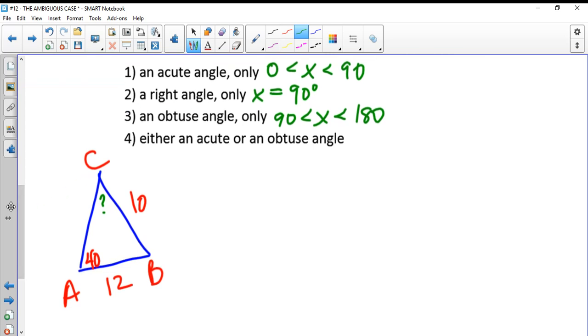But as far as which ones work, given this information, I'm going to take a look and see what I can find. I have angle A and little a opposite each other. I have this side, so that means I can find this angle. I can only find angle B after I find angle C. I can't find that first.